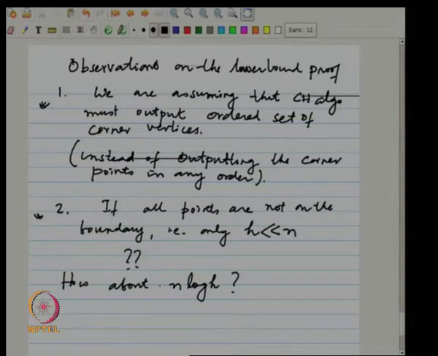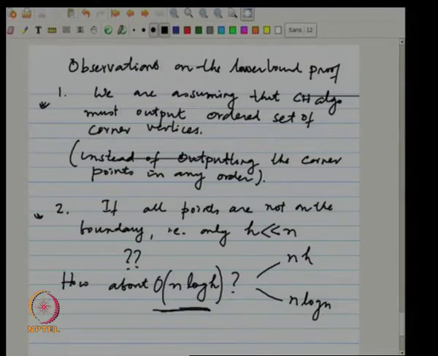Because if it does, then this would actually subsume both cases, n h and n log n, because when h is large, it will be no more than n log n, and when h is small, again it will be better than n times h. However, as I said, the optimality of this will be left. I am not going to address it at this point. We will just try to see if we can obtain an algorithm for which the running time is about n log h.